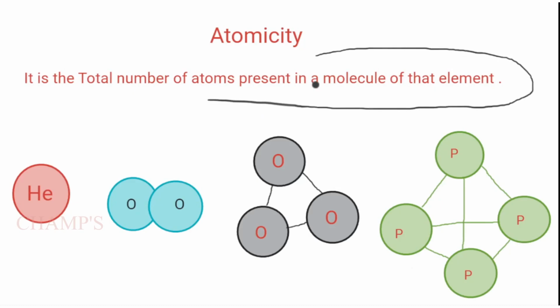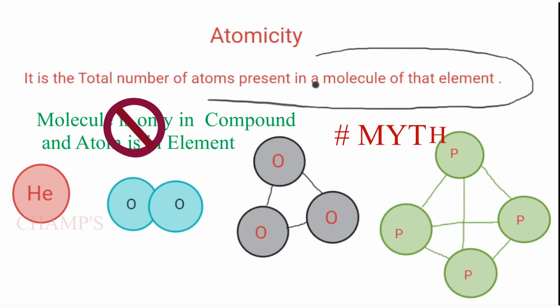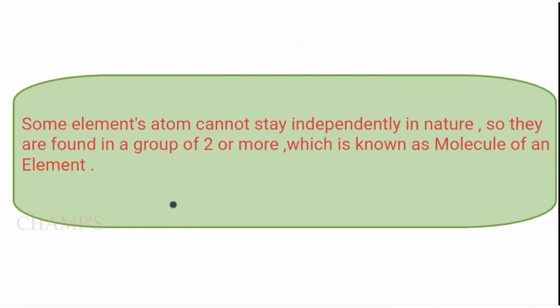Now, students think that a molecule is the smallest particle of only a compound and an atom is the smallest particle of an element. But this is a myth. Take my words, this is a myth, because for some elements it is not the case. Atom is not the smallest particle. Why? Because some elements' atoms cannot stay independently in nature, so they are always found in a group of two or more than two. That group is known as the molecule of that element.